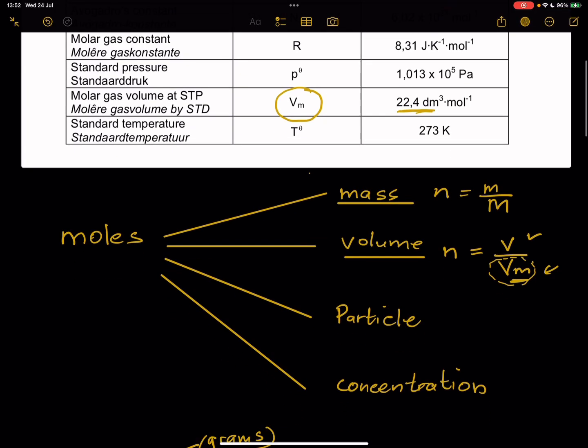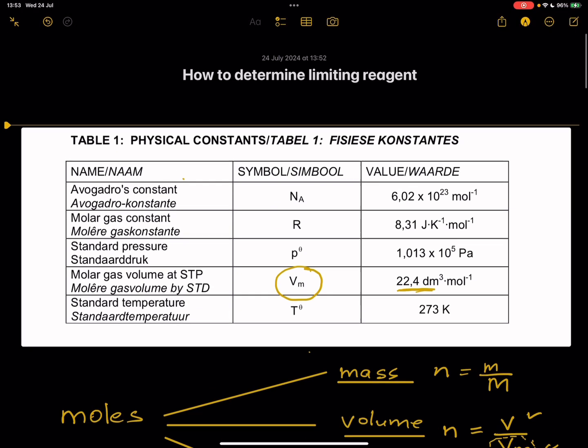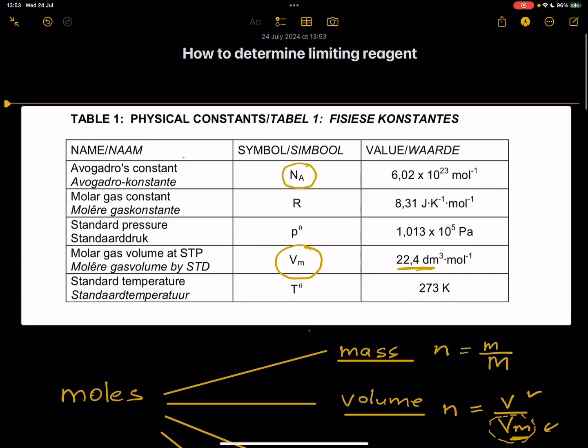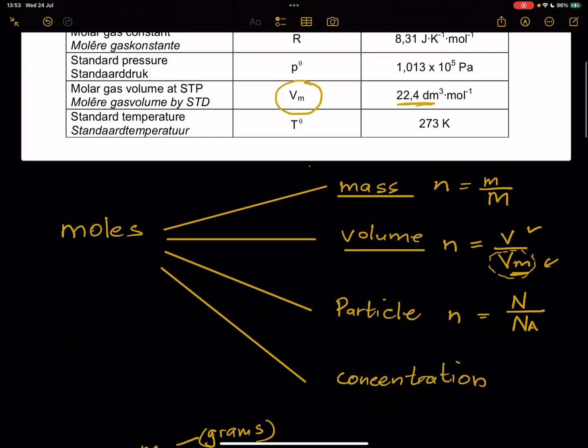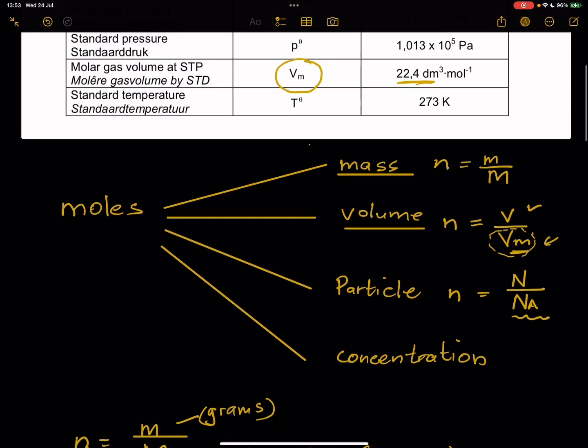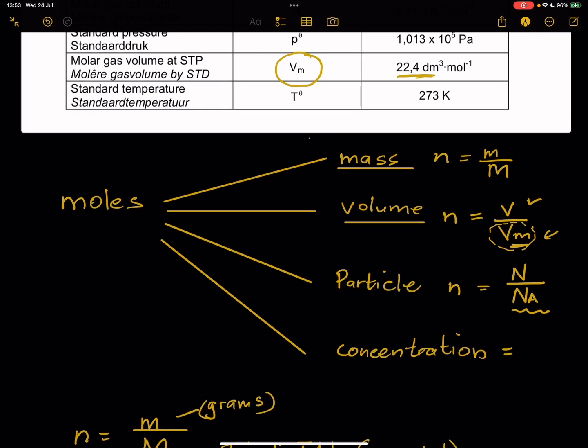But if we've got particles, we simply say number of moles is the number of particles. If we're given atoms or molecules, we will say number of particles divided by Avogadro's constant. And guys, you are also given Avogadro's constant: 6.023 multiplied by 10 raised to the exponent 23. That's the constant we're going to use here. But of course, when we've got concentration, we know that concentration is number of moles divided by volume.